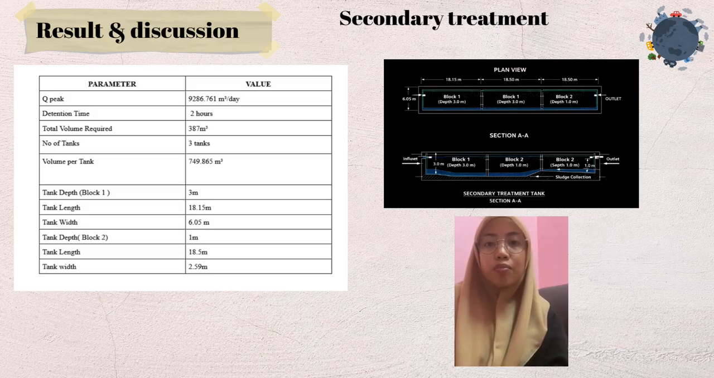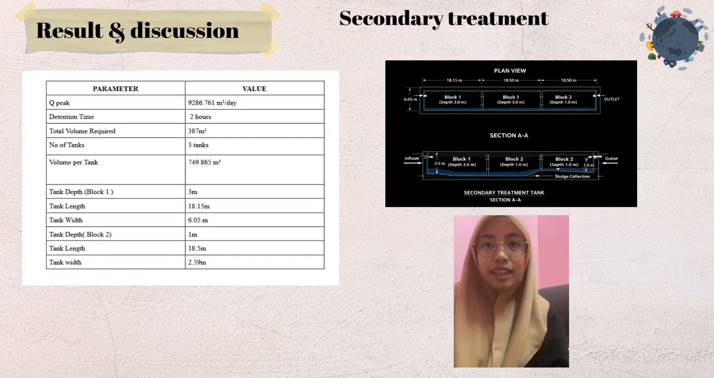Each tank is divided into two sections. The first block is the active treatment zone with a depth of 3 meter, length of 18.15 meter, and width of 6.05 meter. The second block is the sludge collection zone, which is 1 meter deep, 18.5 meter long, and 2.59 meter wide. The schematic shows both a top view and side view, illustrating the layout and structure of the 3 tanks. Wastewater enters the active zone where the microorganisms break down organic matter, and the sludge settles in the secondary zone before the treated water exits. Overall, this design ensures that the tank can handle peak flow efficiently, support effective treatment, and prepare the water for further processing.